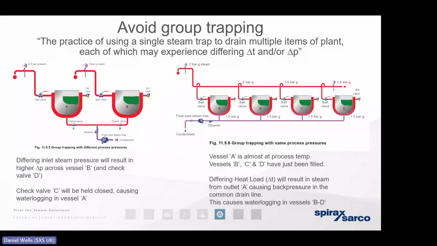And the risk is that any flash steam or condensate coming from one process, it could back up and it could affect the rate of heat exchange at another process. We want to ensure that each individual heat exchanger has got its own dedicated and correctly sized and selected trap.